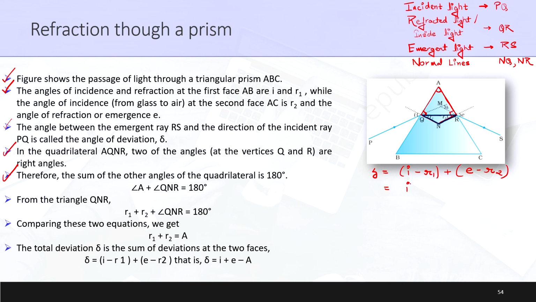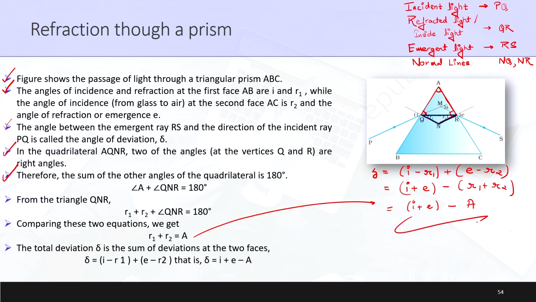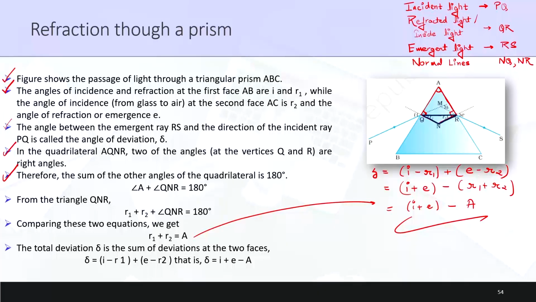So, it is nothing but I plus E minus R1 plus R2. Hence, it is equal to I plus E minus A. Therefore, if you know the value of the angle of incidence, the angle of emergence, and the angle of prism, then you can find the value of the angle of deviation. So, the total angle of deviation is equal to I plus E minus A.